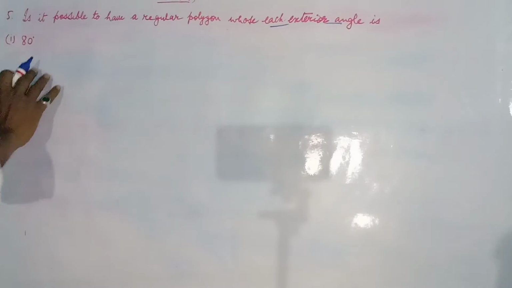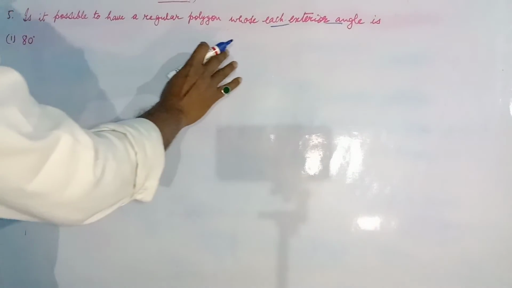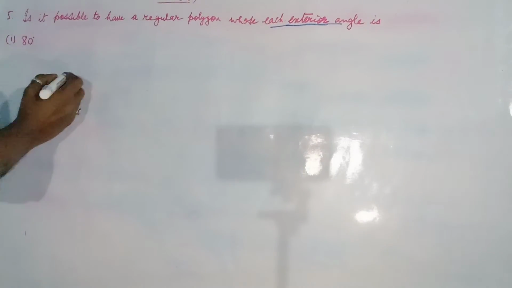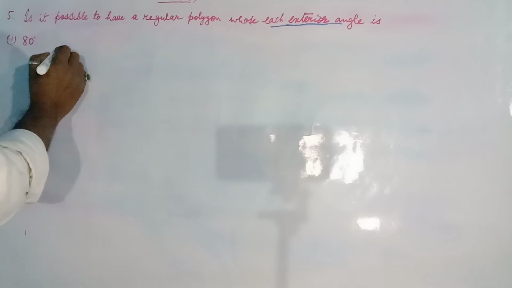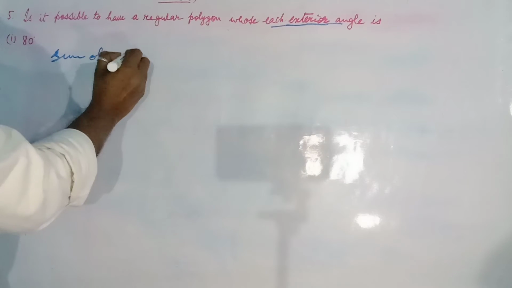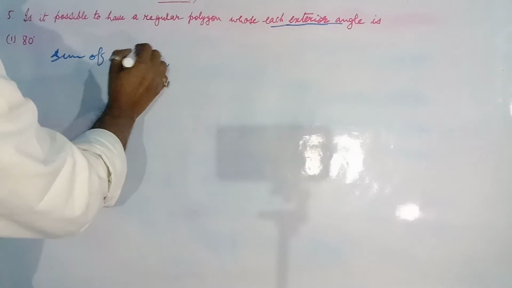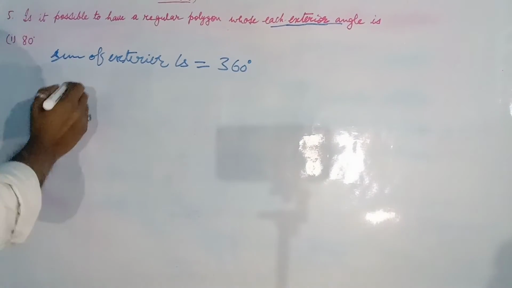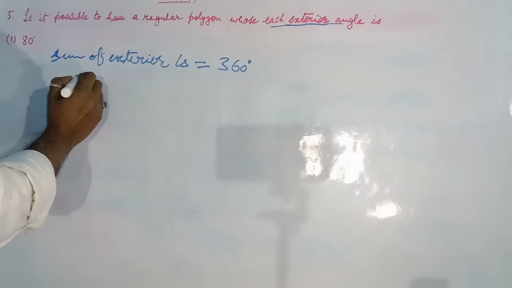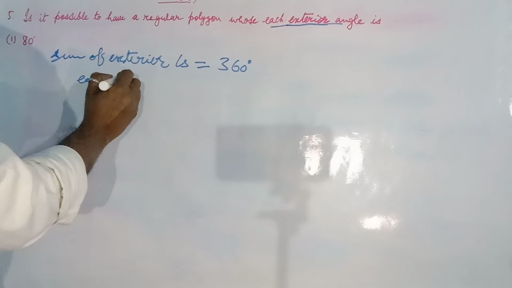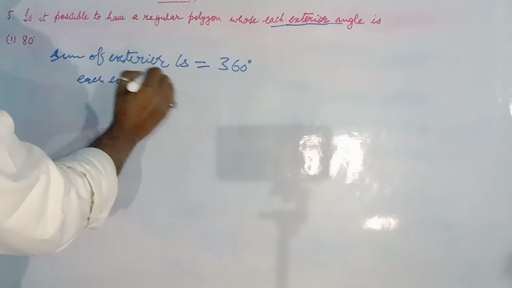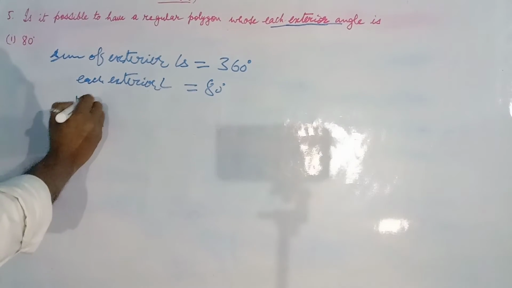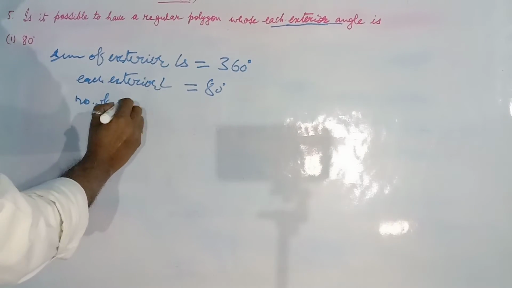Then we will do question number 5. Is it possible to have a regular polygon whose each exterior angle is given as 80 degrees? As we know, the sum of exterior angles of a regular polygon is always 360 degrees, and each exterior angle is given as 80 degrees. Now we have to find the number of sides.